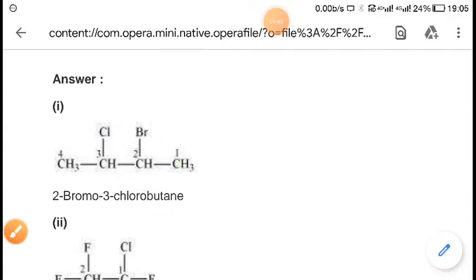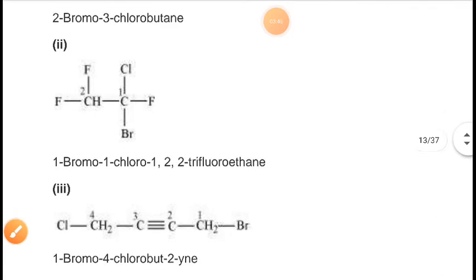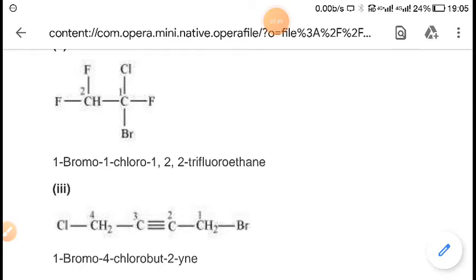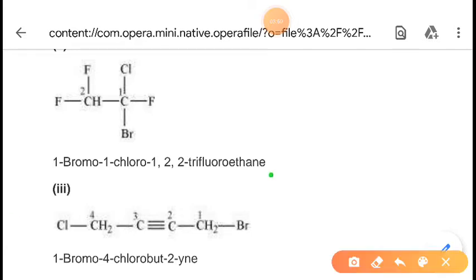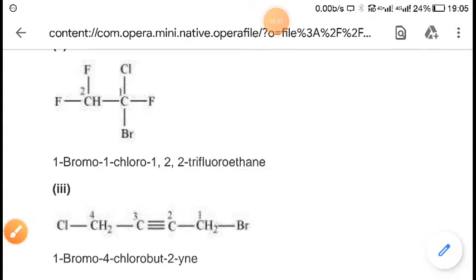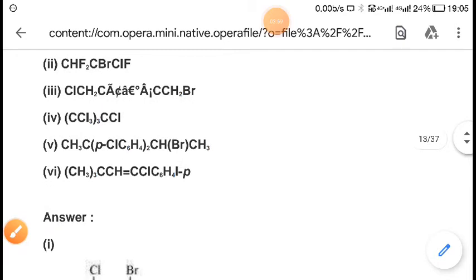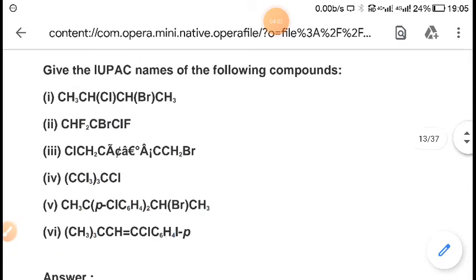Okay. So next, you can see here this is talking about ethane, right? When it is talking about ethane, there are 2 carbon.